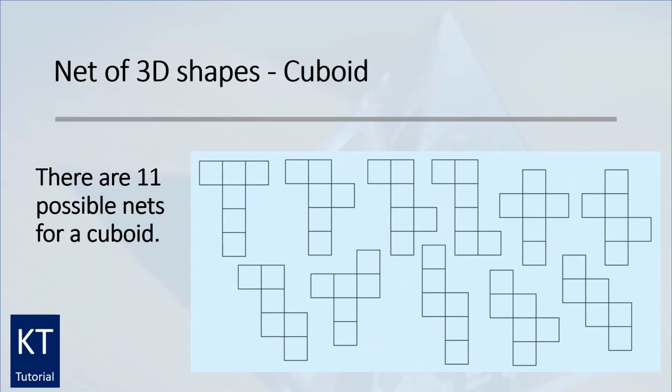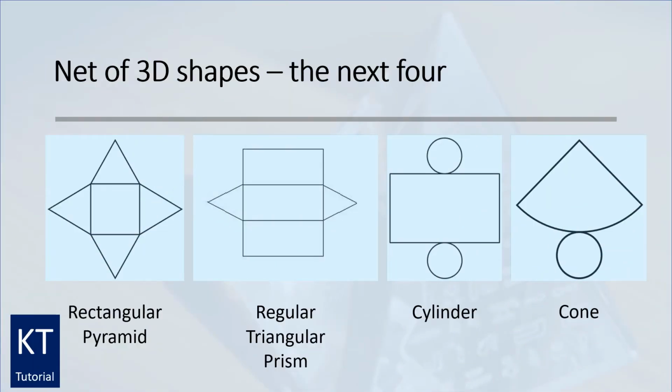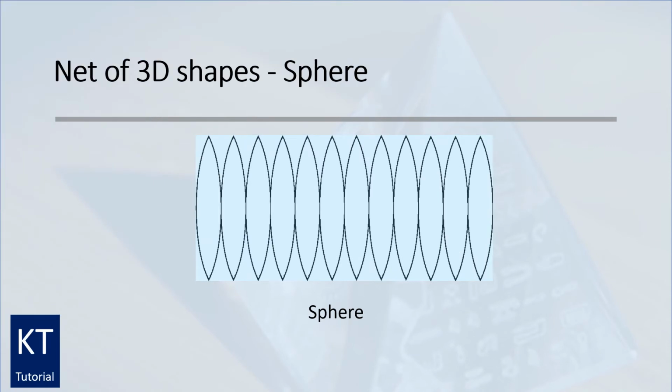A net of a 3D shape is what the hollow 3D shape would look like when it's opened out flat. This page shows 11 possible nets for a cuboid. This page in turn shows the nets for a rectangular pyramid, a regular triangular prism, a cylinder, and a cone. And here's what the net of a sphere would look like.